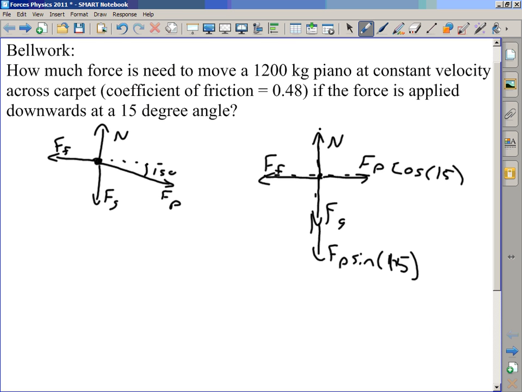Now, some people ask, well, how do I know which axis to put it on, which direction to go? Just use your common sense. The force is pushing down and to the right, according to your free body diagram. So the X is going to go to the right, and the Y is going to go down. Common sense should just be able to get you that far.